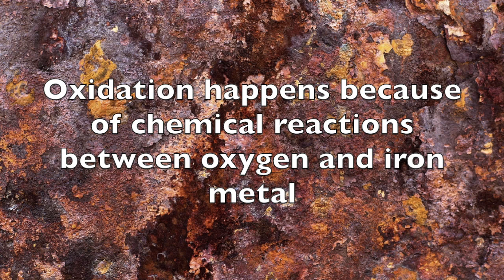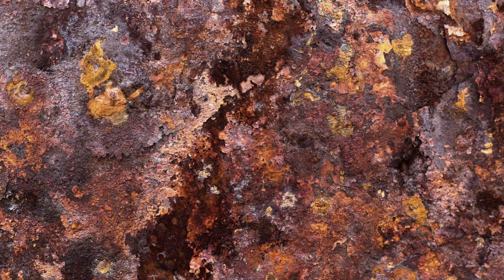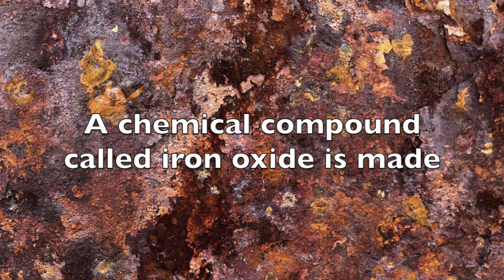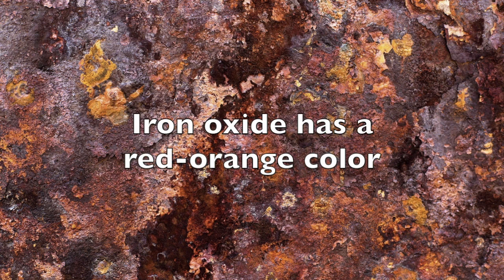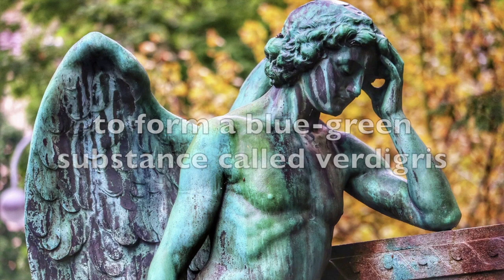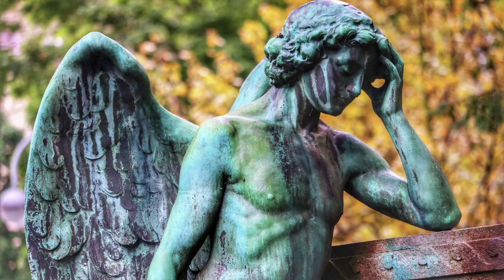Oxidation happens because of chemical reactions between oxygen and iron metal, or the iron in rocks. A chemical compound called iron oxide is made, and this breaks down very easily. Iron oxide has a red-orange color. Copper and bronze can also react with oxygen to form a blue-green substance called verdigris. We see this a lot on statues.